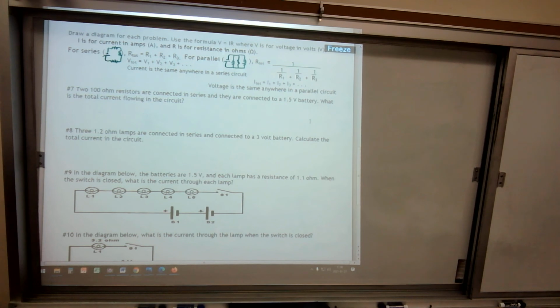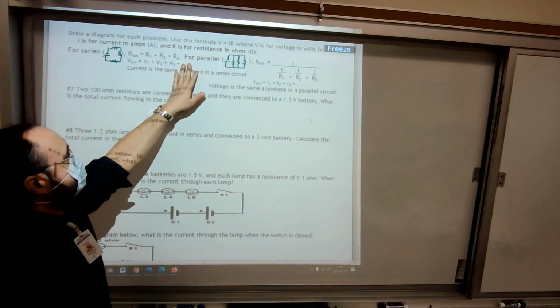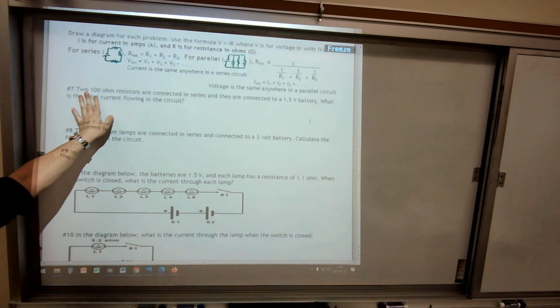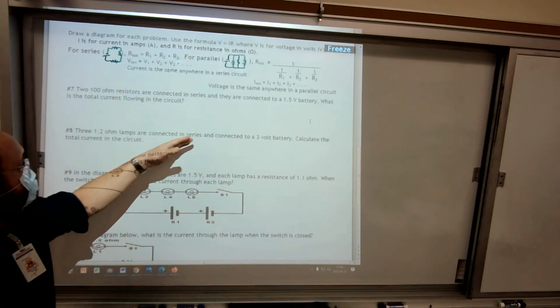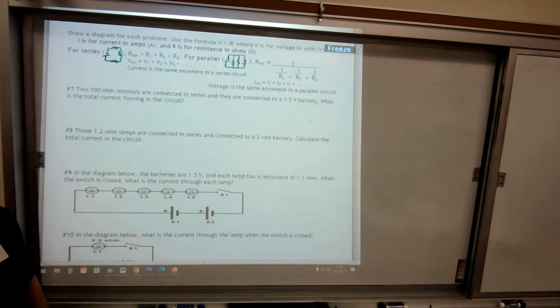So the only rule that we used yesterday was this total resistance rule. So for series, you just added them up. So like some of these will be easy today. You've got 200 ohm resistors connected in series. There's 2 of them. You just add them up. So 100 plus 100 is 200.